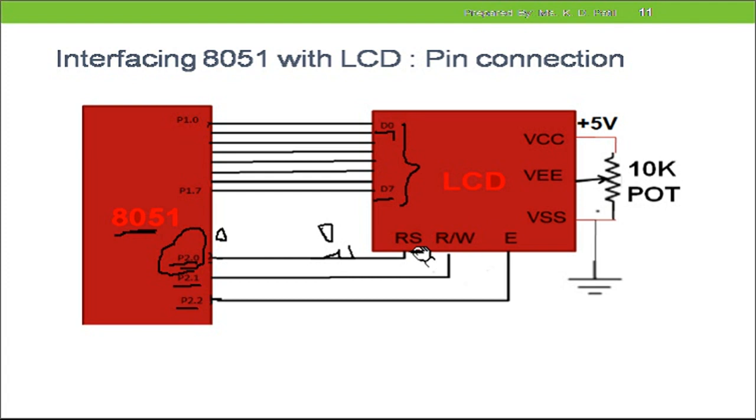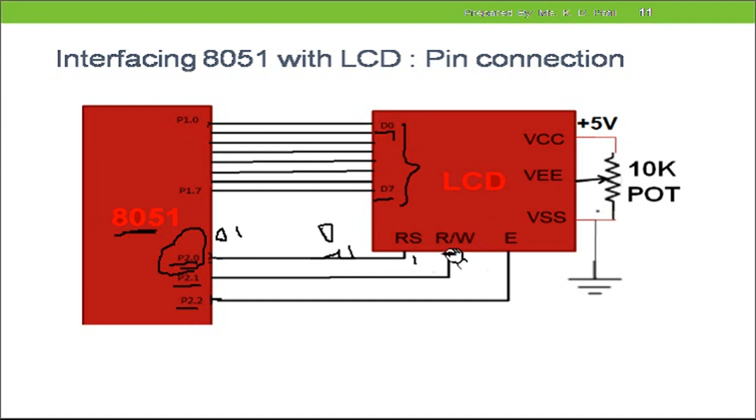And if I want to send data to the LCD, then the register select pin's value should be 1. In that case I will use the instruction setB P2.0, and I will make the value of that P2.0 pin 1, and automatically the register select pin will be 1, and the 8051 microcontroller will send the actual data which we want to display on the LCD.